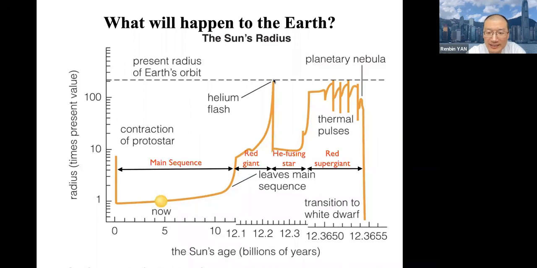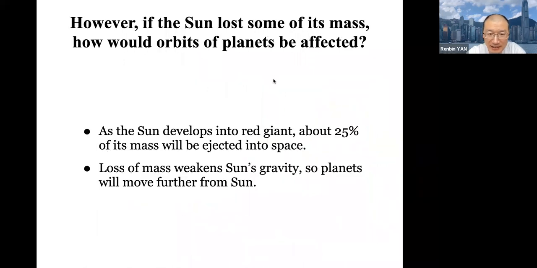That's not exactly the case, because as the sun is losing some of its mass during the red giant phase, the orbits of the planets will also be affected. When the sun goes into a red giant phase, it will lose about 25% of its mass. 25% of its mass will be ejected into space. And loss of so much mass will weaken the sun's gravity. So planets will move further away from the sun.